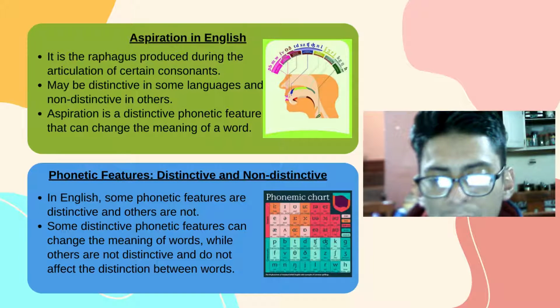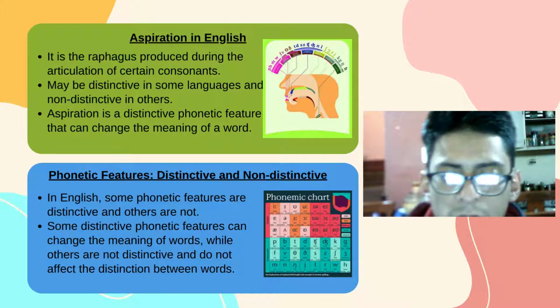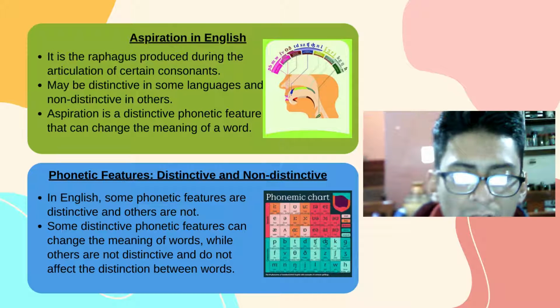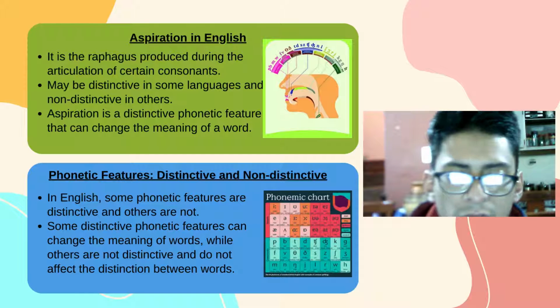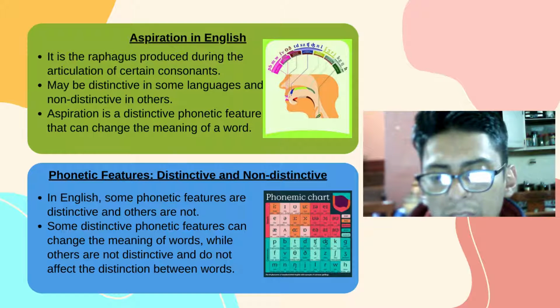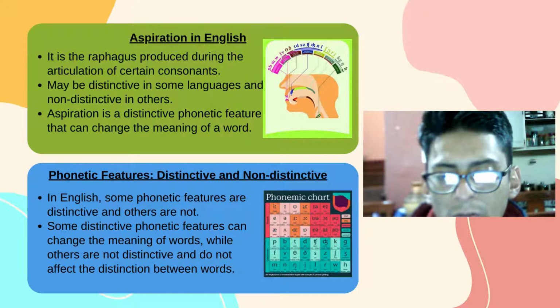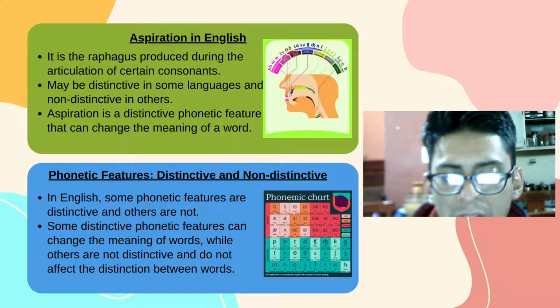Now, distinctive and non-distinctive phonetic features. In English, some phonetic features are distinctive and some are non-distinctive. Distinctive phonetic features are those that can change the meaning of a word if they are modified. On the other hand, there are phonetic features in English that are non-distinctive, meaning that their presence or absence does not change the meaning of a word.